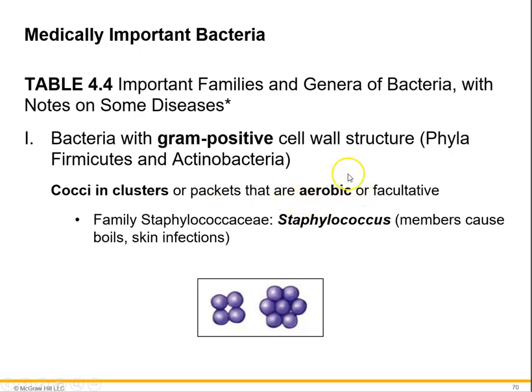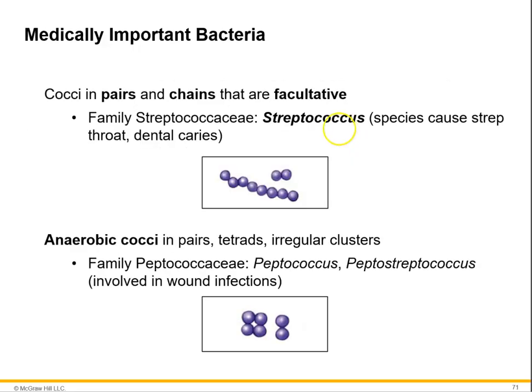So let's go back here, we're talking about bacteria that are aerobic or facultative. Aerobic means that they require oxygen to produce energy. Facultative means that they can produce energy in the absence of oxygen as well as in the presence of oxygen. Okay, so cocci in pairs and chains that are facultative, we think of Streptococcus, and this is the species that causes strep throat, dental cavities, and some other sequelae that we'll talk about in more detail when we get to it. Next, we have anaerobic cocci. So these guys have to produce their energy in the absence of oxygen.